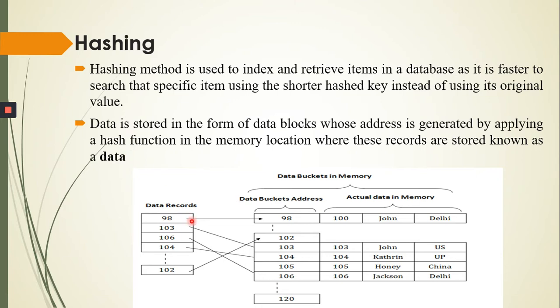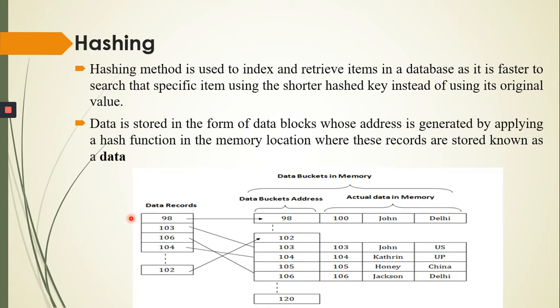Okay, see the diagram in which we have data records and a bucket address. This is the address and this is the actual data in the memory. Here we are using the primary key as an address. See here, we have data record 98 and we are using address 98 as the data bucket address, and the original data is the name and Delhi. This data is stored at address 98.